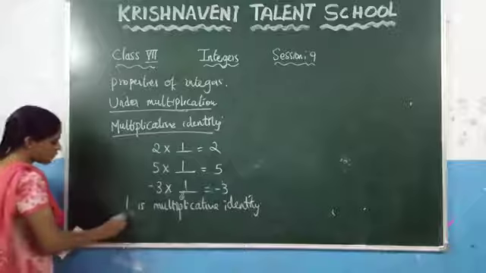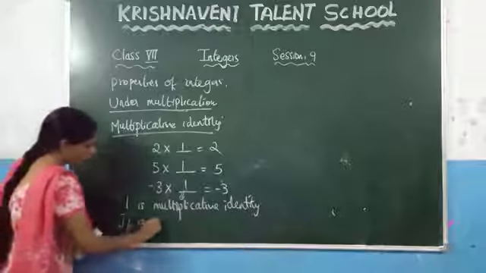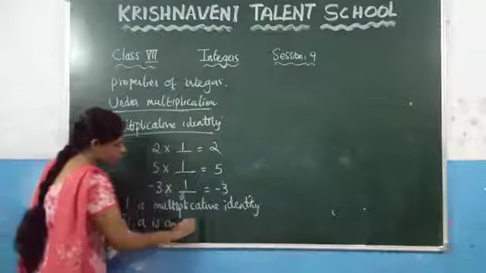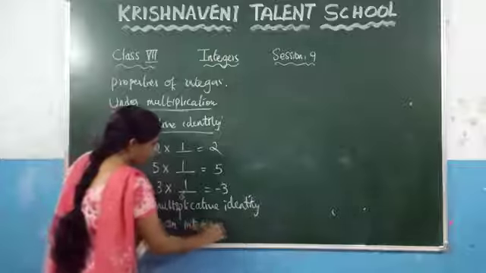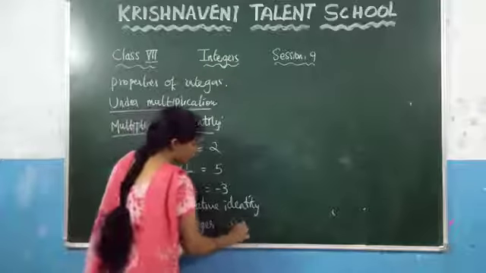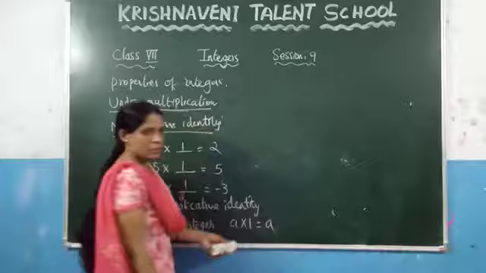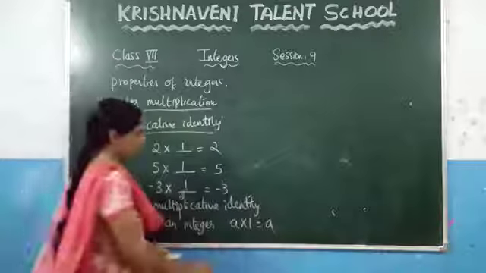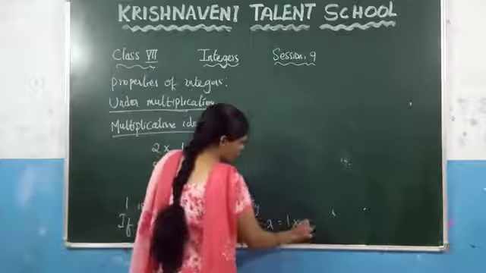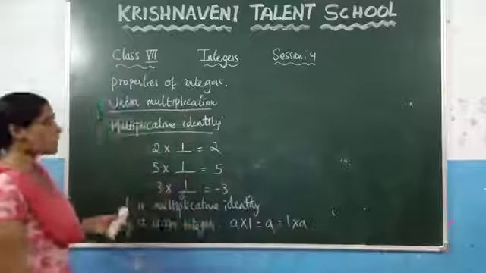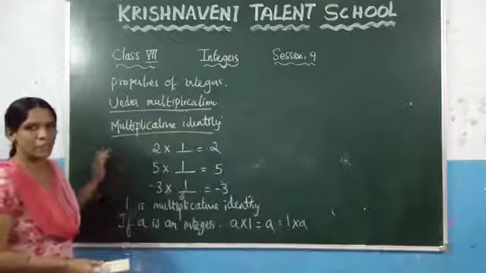Now define here, if a is an integer, then what does the multiplicative identity say? a into 1 must be equal to a. This is the multiplicative identity. You can write it as 1 into a also. So, this property we call a multiplicative identity.